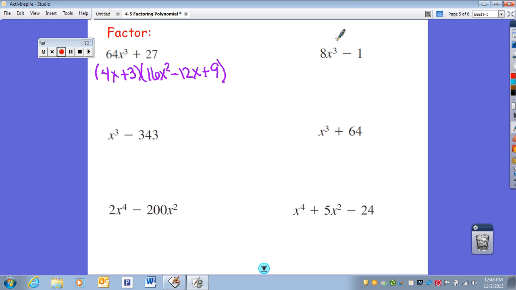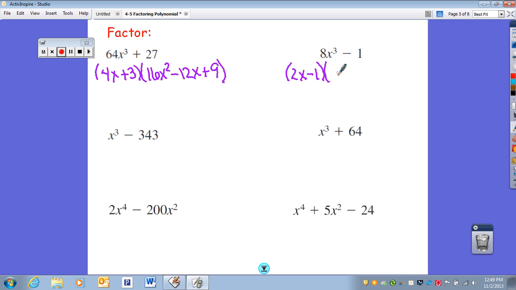Taking a look at our next example, 8x cubed minus 1. Again, I hope you recognize that both of these are perfect cubes. So to factor, we're going to take the cube root of each. The cube root of 8x cubed is 2x, and the cube root of 1 would be 1. So we have 2x minus 1 as our first binomial factor.